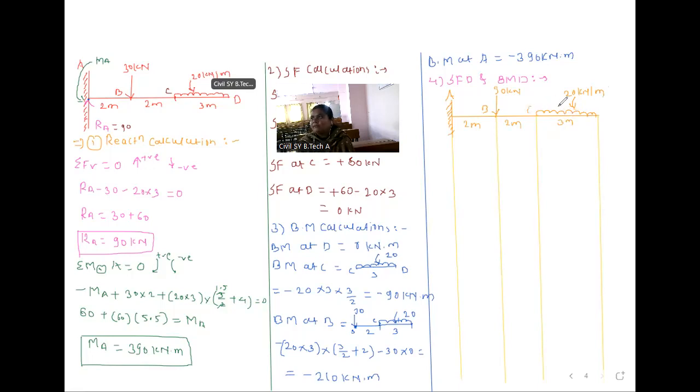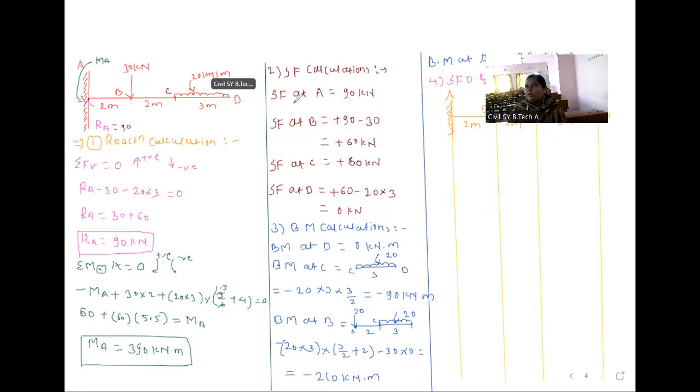Now we will draw first the shear force diagram and then the bending moment diagram. So you observe here, all shear force values are positive. That indicates the shear force diagram is above the baseline. So first I will draw the baseline, and then we will draw the diagram.